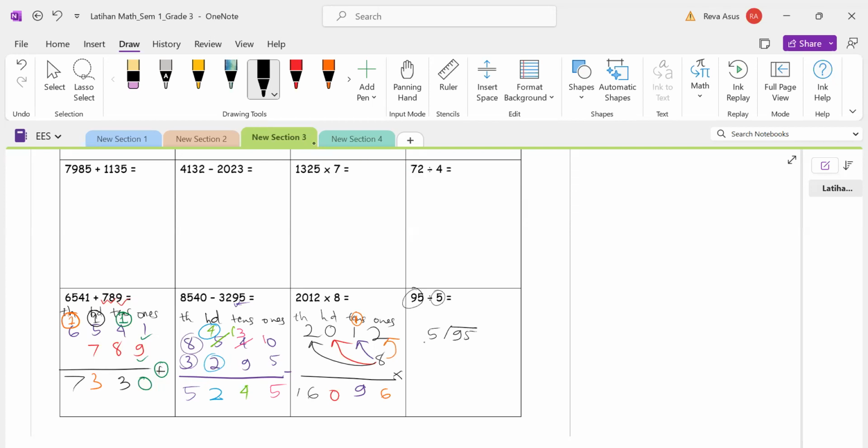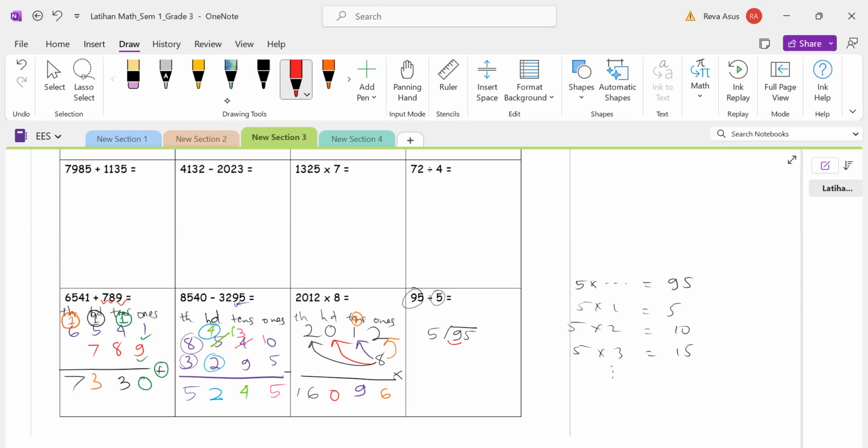How can we think here? It means that 5 times what is 95? So we need to find out one by one. 5 times 1 is 5. 5 times 2 is 10. 5 times 3 is 15, and so on. It would take longer time. So let's just take one number, start from this.